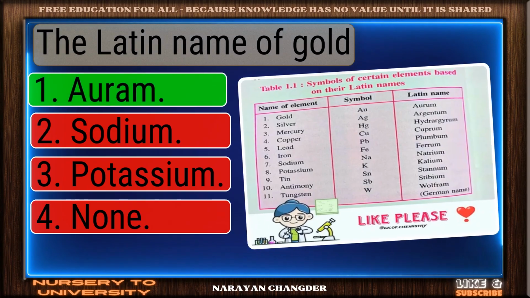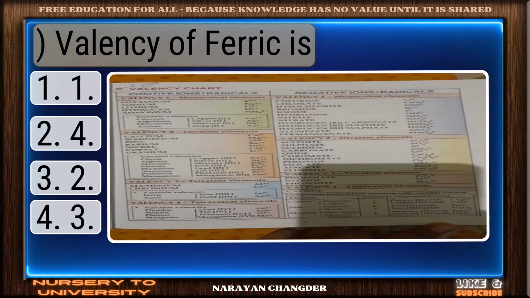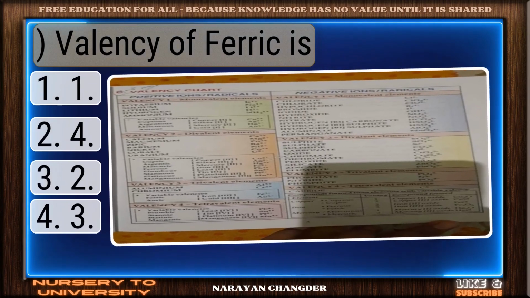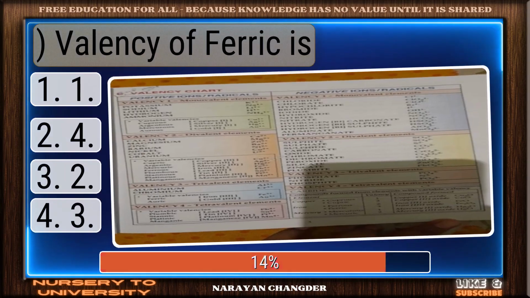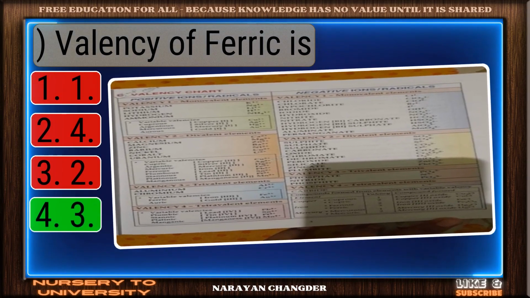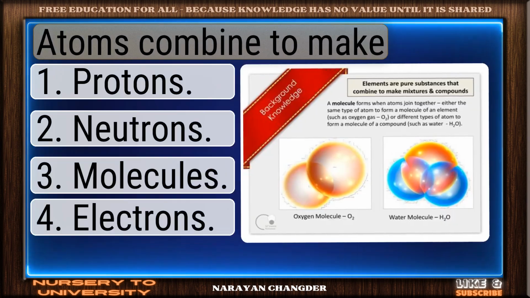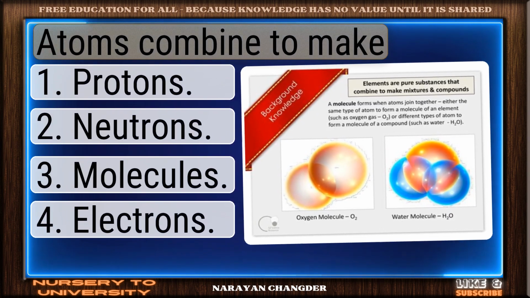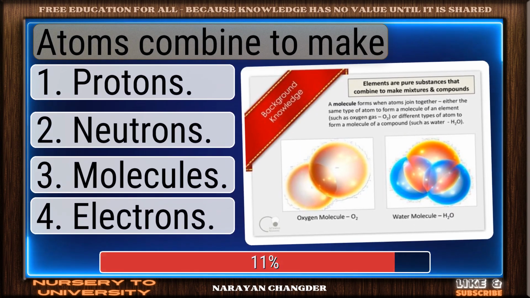Right choice. Aurum is the best answer. Question number 280. Valency of ferric is? On track. 3 is the correct answer. Question number 281. Atoms combine to make?